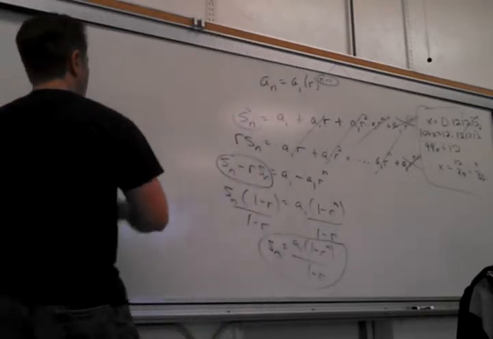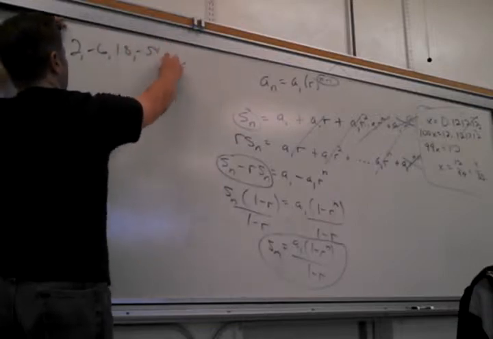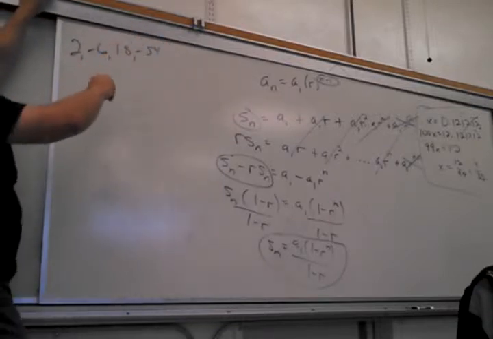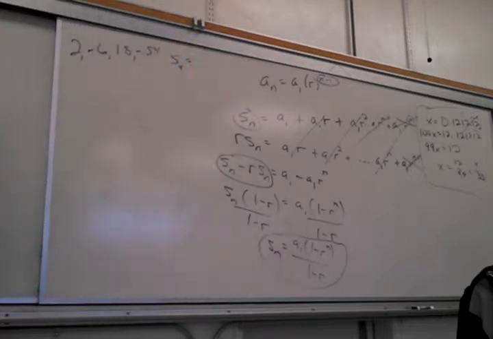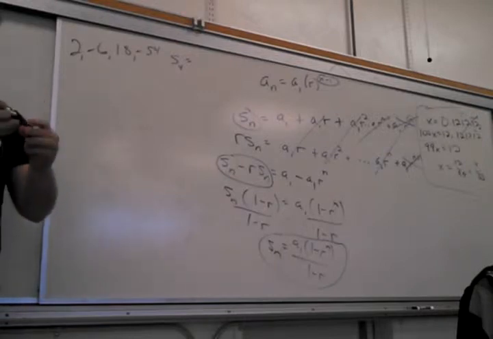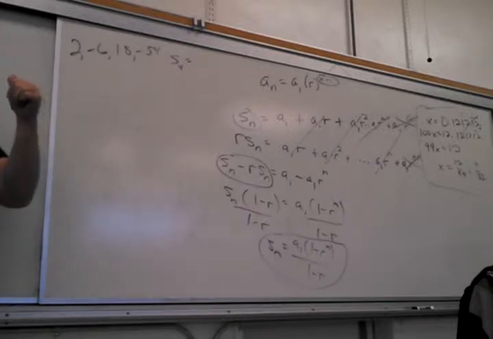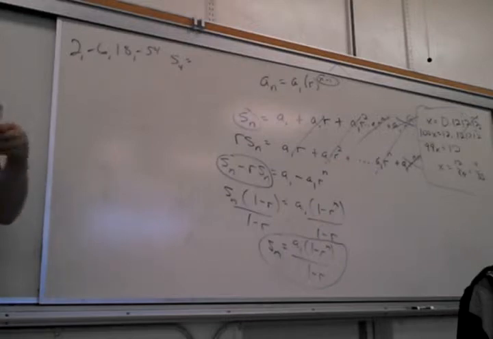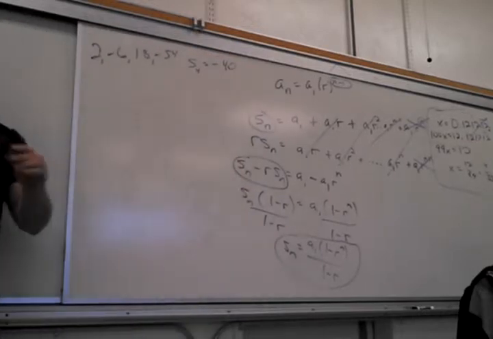So let's do this little dude we keep playing around with: 2, negative 6, 18, negative 54. So we just go up to there. What is S4? Just looking at it. What am I asking you to do? What's S4 mean? Add up the first 4 terms. Do you see the first 4 terms? Yes, add them up. What do you get? Yeah, so you get negative 60 plus 20, so minus 40. Cool. I like it. How are we doing so far?